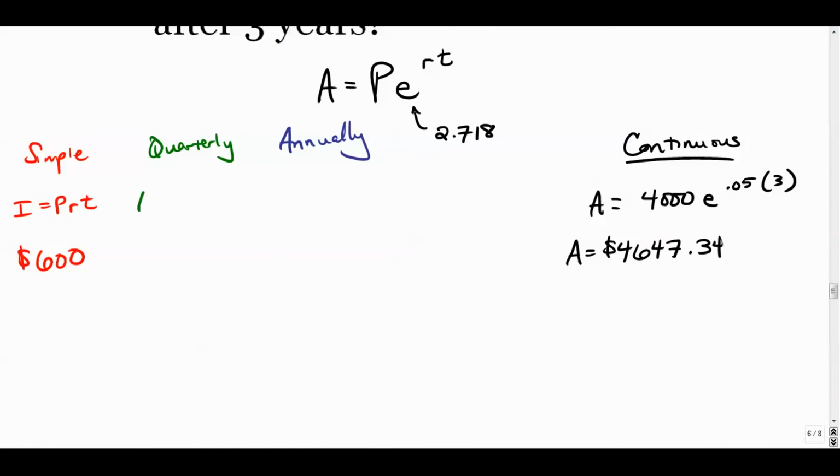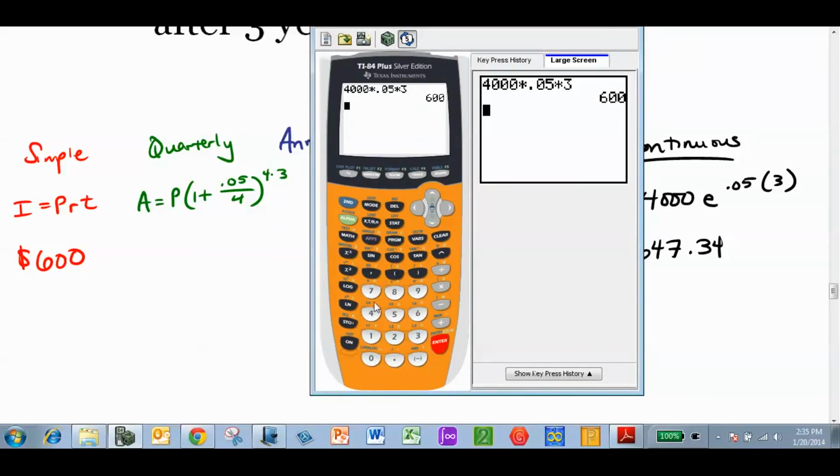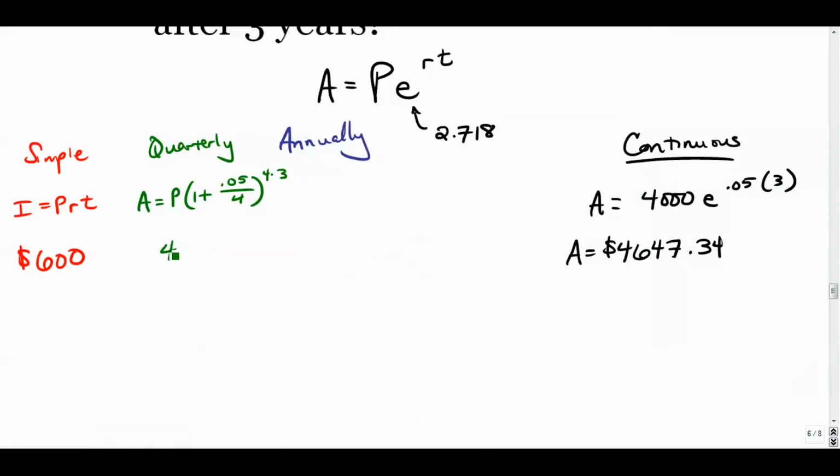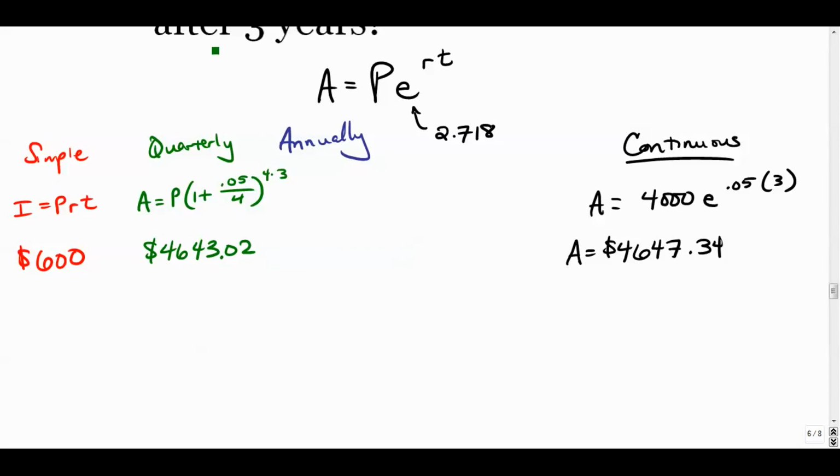Let's compare it to quarterly. So now we have I is equal to P times 1 plus 0.05 over 4 raised to the 4 times 3. Let's put that in our calculators. P is 4,000 again. 1 plus 0.05 divided by 4, close, raised to the 12th. 4643 and 2 cents. So this one in red was 4,600 if you add them together.